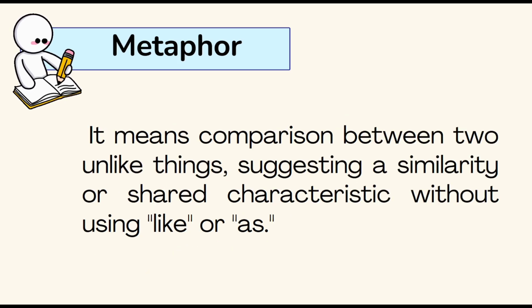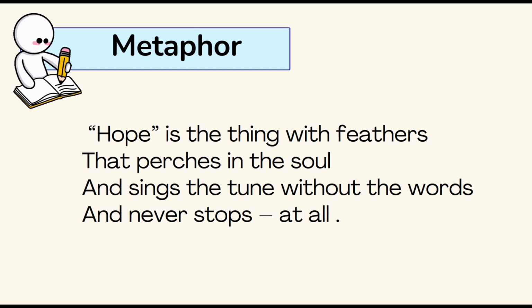The next literary device is metaphor. It means comparison between two unlike things, suggesting a similarity or shared characteristic without using like or as. Example: hope is a thing with feathers that perches in the soul, and sings the tune without words and never stops at all.